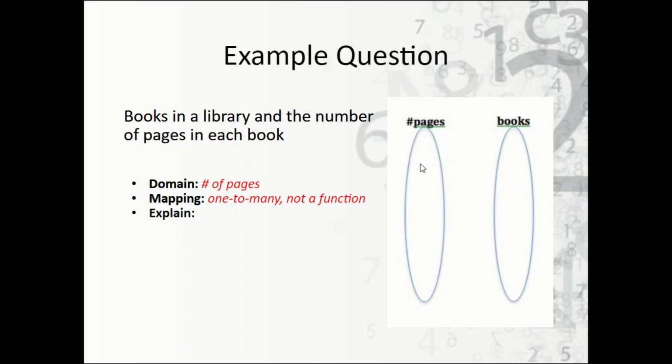a function, because we can have a number of pages. Let's say this is 25 pages, and we could have 6 books that are 25 pages each. So it's one to many, and it is not a function. So our explanation would be several books may contain the same number of pages. So this is how you'll do your activity for today.